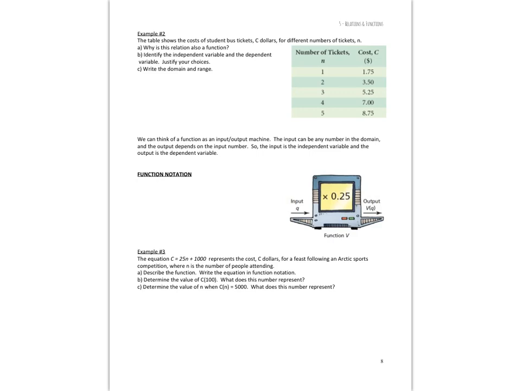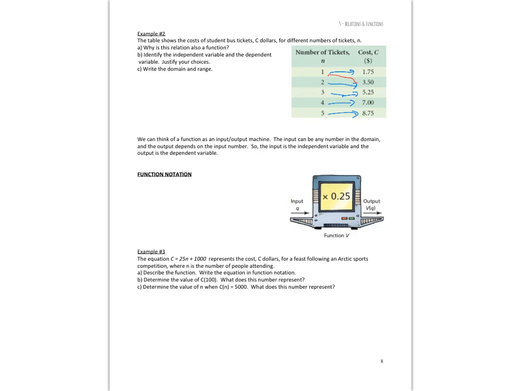Okay, so the table shows the cost of student bus tickets, C, in dollars, for a different number of tickets n. Why is this relation also a function? So the domain has distinct range values. We can see that 1 is attributed to 1.75, 2 to 3.50, 3 to 5.25, 4 to 7, and 5 to 8.75. We don't see that one domain value has multiple range values. So because again, the domain has distinct range values.